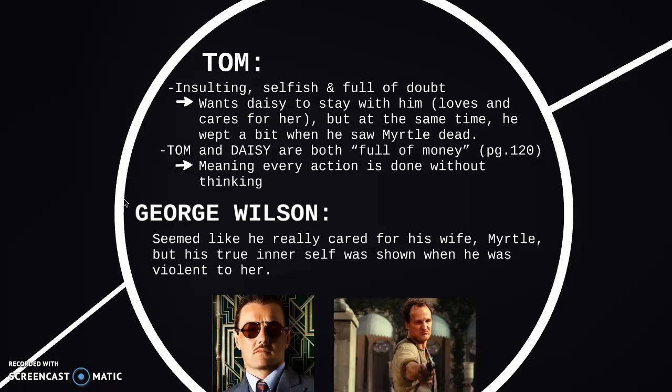George Wilson seems like he really cares for his wife. His true inner self was shown when he was violent to her because he wanted to protect what they have. And again, a very unhealthy, unstable, abusive relationship. But of all of the genuine relationships here, Gatsby is in love with a dream. Daisy is in love with money. Tom is in love with an object. And George is in love with his wife.